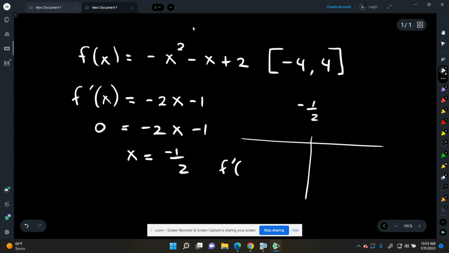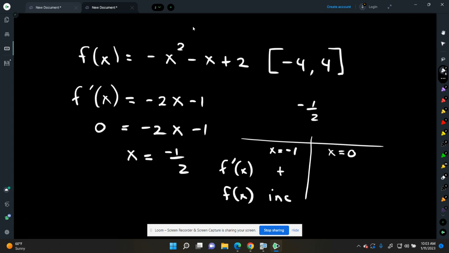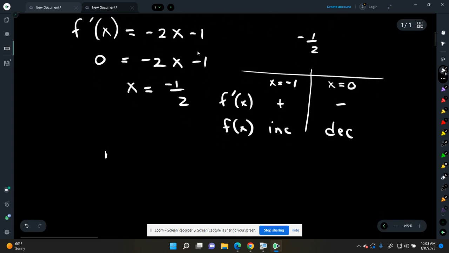F prime of x, we're going to make it a negative 1. So when this is negative 1, I get a positive 2 minus 1. So that's positive, which means we are increasing. When x is equal to 0, that's greater than negative 1/2, we get a negative, which means it is decreasing. So we have a relative maximum at x equals negative 1/2.